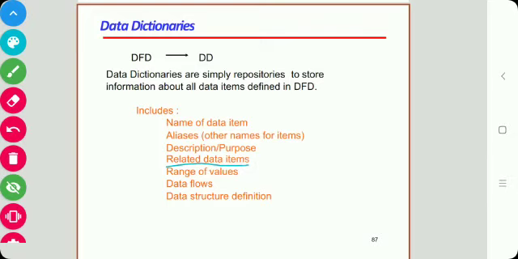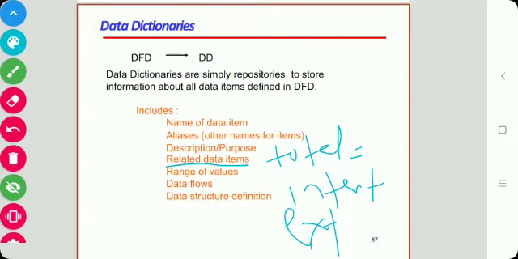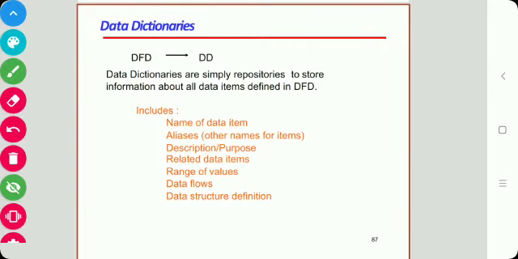Related data items capture the relationship between data items. As we know, total marks is equal to internal marks plus external marks. So this is the related data item, where the total marks is the addition of the internal marks and external marks.